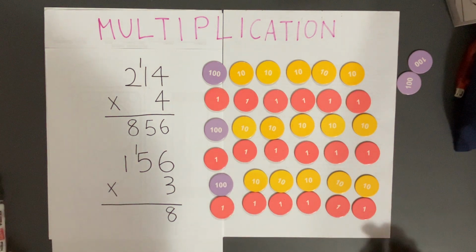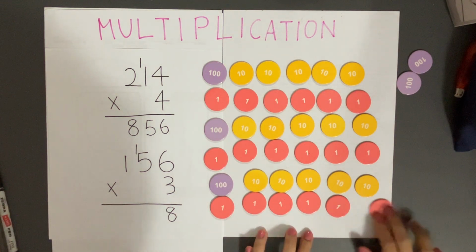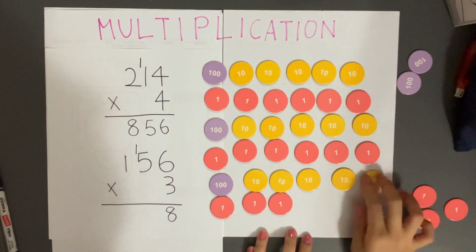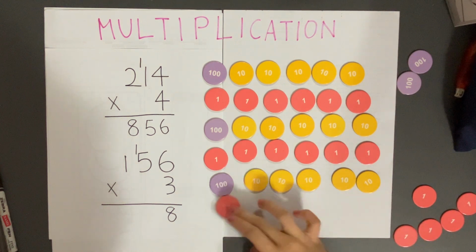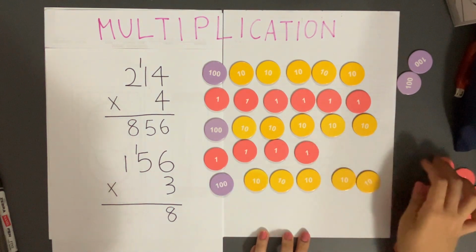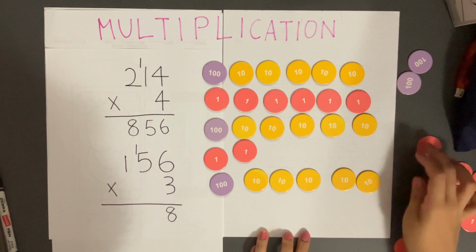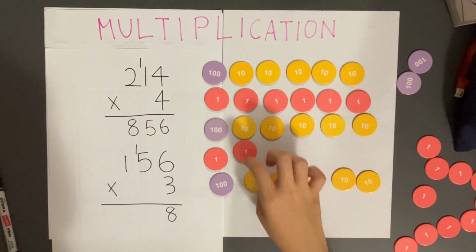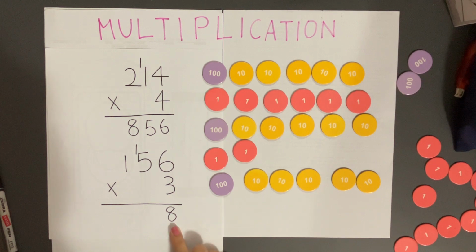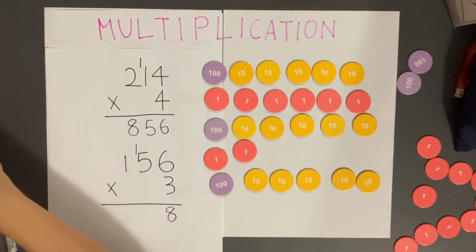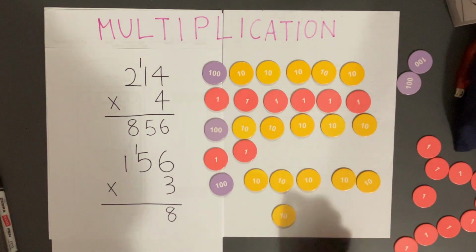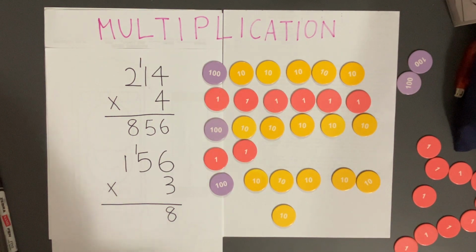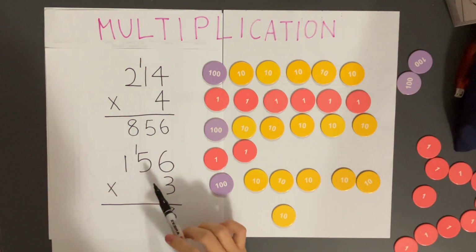Okay, this means that I need to take away 10 ones. So I have 1, 2, 3, 4, 5, 6, 7, 8, 9, 10 ones taken away. And I have 1, 2, 3, 4, 5, 6, 7, 8 ones left. So that's correct. After I take away my 10 ones, I need to remember to exchange it for 1 ten. Okay, now I can move on to my tens column.